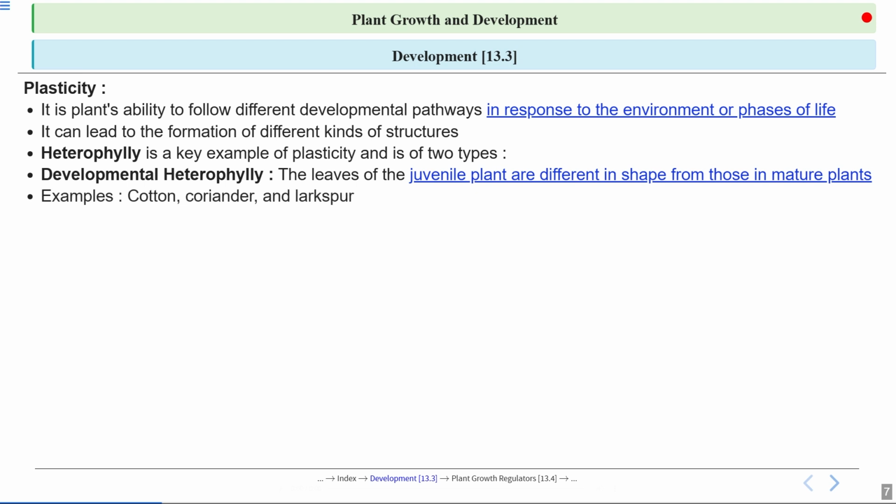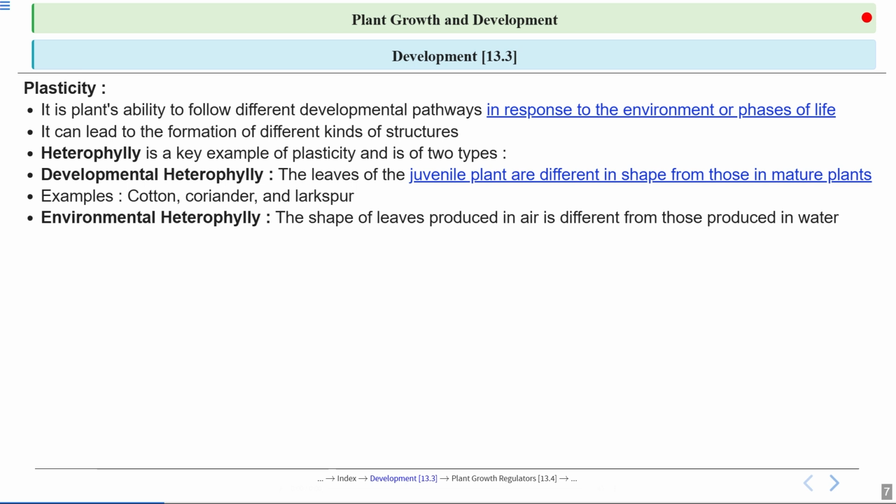This type of heterophilic phenomenon we see in some plants like cotton, coriander, and larkspur. Environmental heterophily: the shape of leaves produced in air is very different from those produced in water.